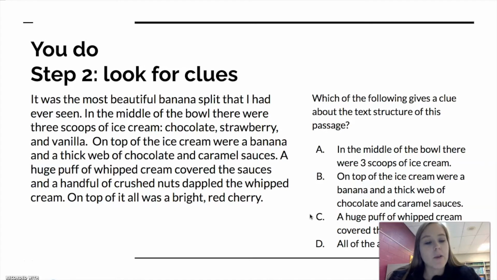Choice A, in the middle of the bowl there were 3 scoops of ice cream. Choice B, on top of the ice cream were a banana and a thick web of chocolate and caramel sauces. Choice C, a huge puff of whipped cream covered the sauces. Or choice D, all of the above. Which one of these do you think gives us a clue about what the text structure might be? Go ahead and answer that question now.